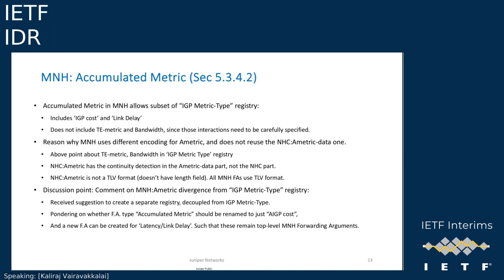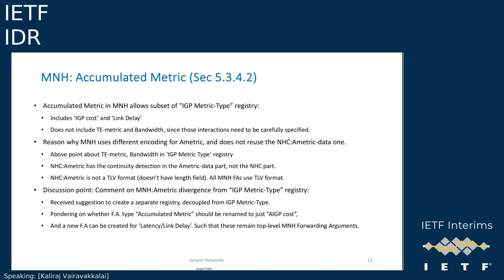And another thing I noticed is that the A metric data is not in a TLV format. In MNH, we try to keep all the arguments in the TLV format. So these were the reasons why MNH did not use the same encoding. We can discuss this further offline. And another discussion point was relating to the IGP metric type registry diverging from that. So the reasons I diverged from that are what I specified now. And I just received a suggestion that we can create a separate registry instead of confusing, taking a subset of the registry. I kind of agree with that.